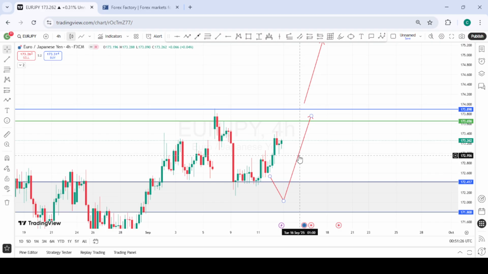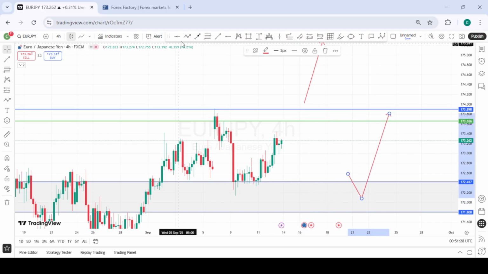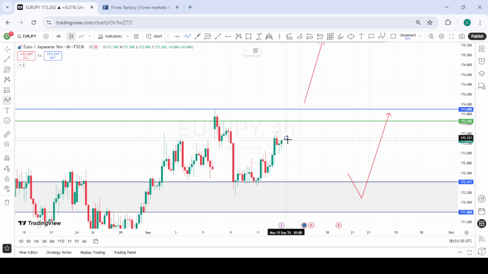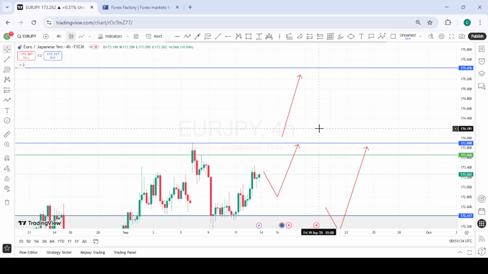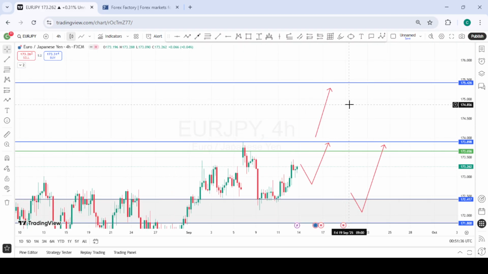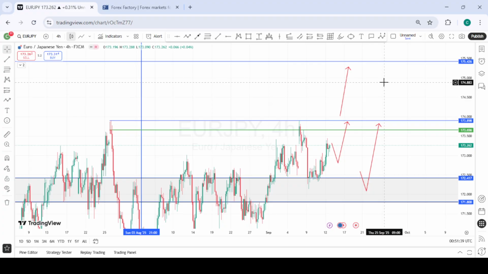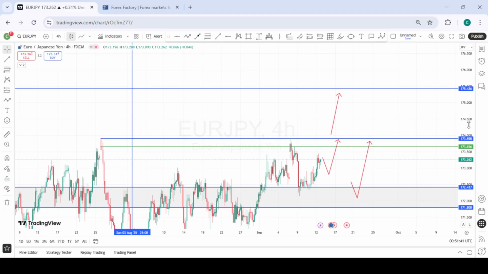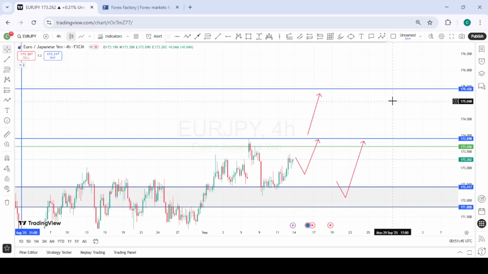So for the coming week, we can look forward to a possible higher low. Maybe we can get a possible higher low, get a buying confirmation and continue the buy to the upside. And this is our overall target for EURJPY. So we are very bullish on EURJPY for the coming week.